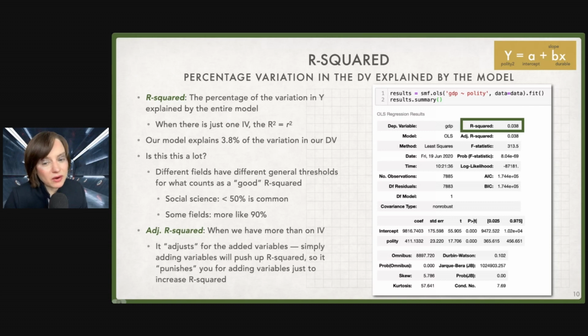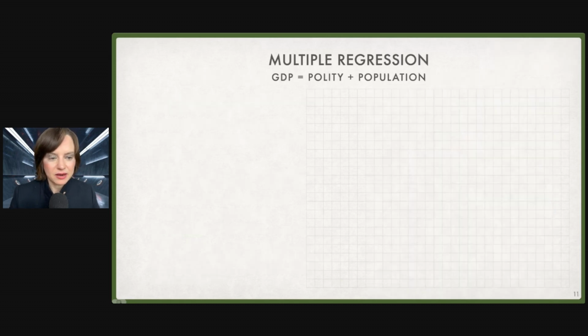If we have more than one independent variable, we're going to use the adjusted R squared. Basically, what happens there is it adjusts for adding variables. Just adding variables is just going to push up our R squared. Adjusted R squared penalizes you for adding more variables. It's calculated in a different way. I'm not going to get into that here, but I want to flag that.